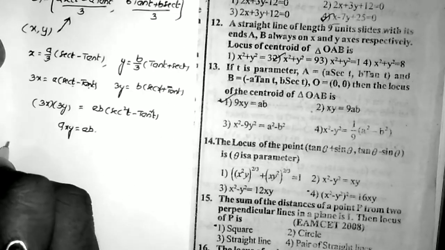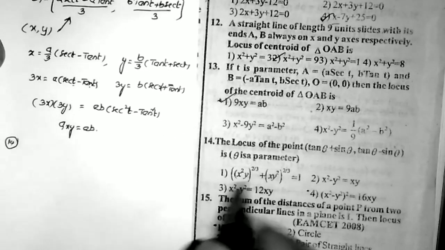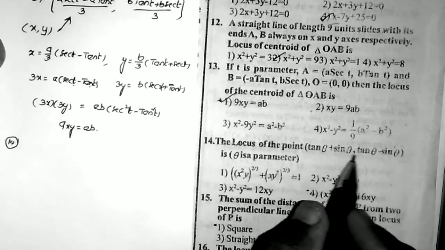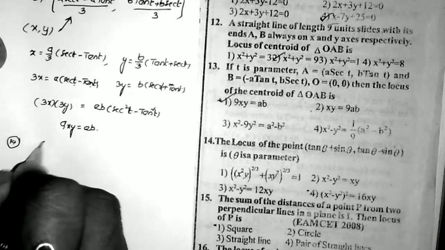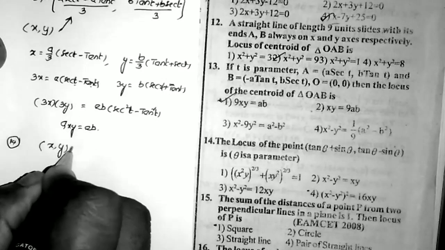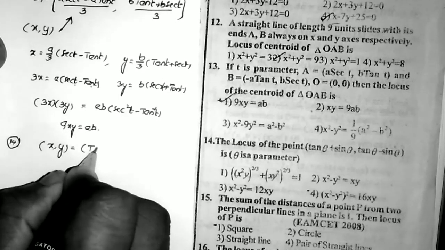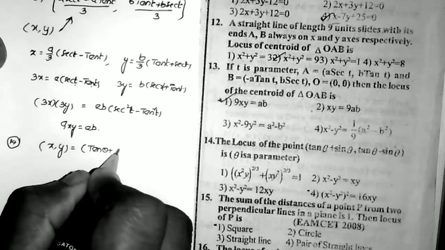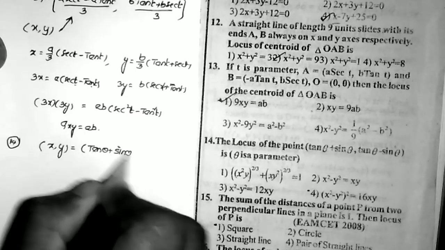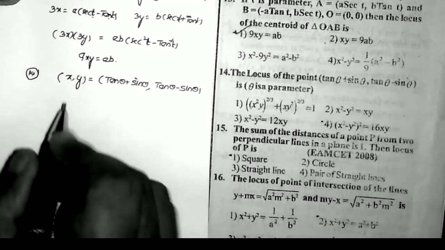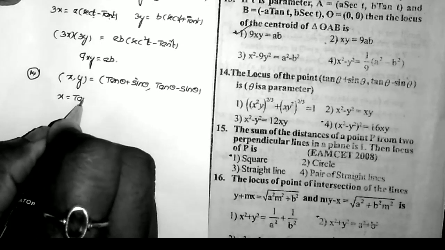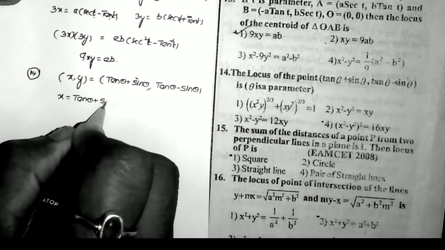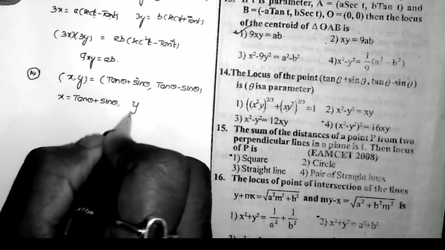Next problem, sum number 14. The locus of the point (tan theta plus sin theta, tan theta minus sin theta), where theta is the parameter. First I take the given point as (x, y), that is (x, y) is equal to (tan theta plus sin theta, tan theta minus sin theta). We have to eliminate the parameter theta here. So first I take x is equal to tan theta plus sin theta and y is equal to tan theta minus sin theta.